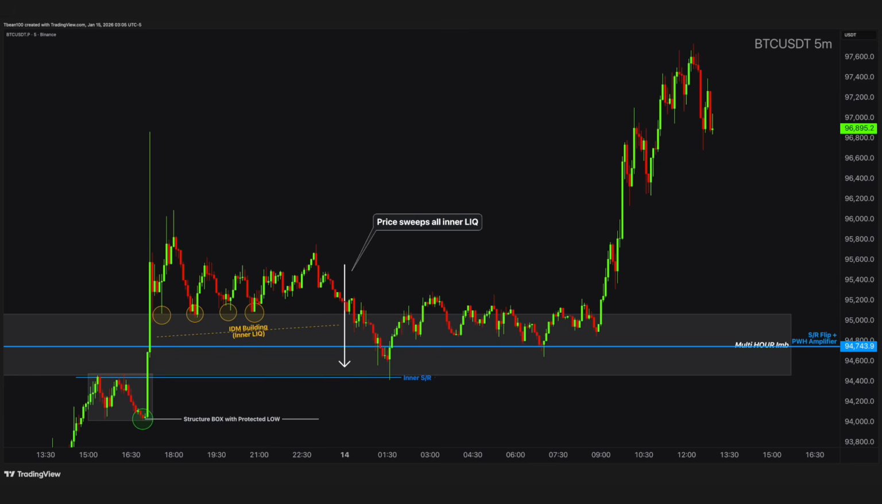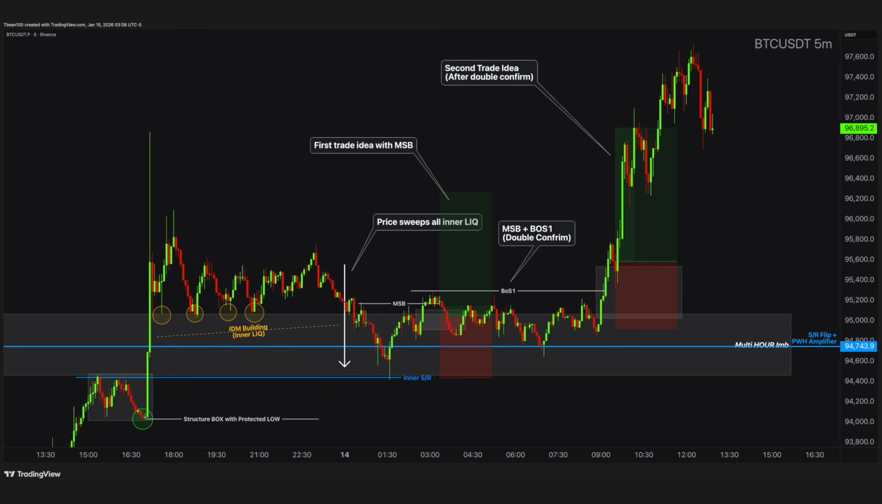Now after this, things get a little bit more interesting. Before entering any kind of trade, it is always good to see a structure shift in your favor and in your trading bias. What happens here is the first market structure shift shows up right here. This gives you the first trade idea along with the internal imbalance. But like I always say, sometimes the first structure shift can be tricky. You might miss it if you are doing something else as well. That's why it's always smart to wait for the first break of structure right after the market structure break. This acts like a double confirmation here.